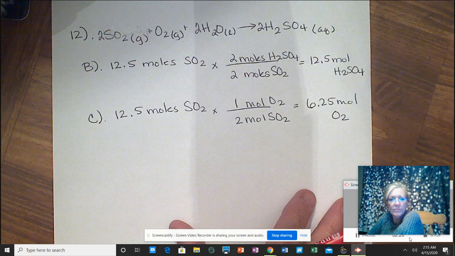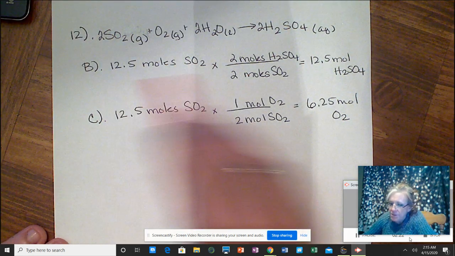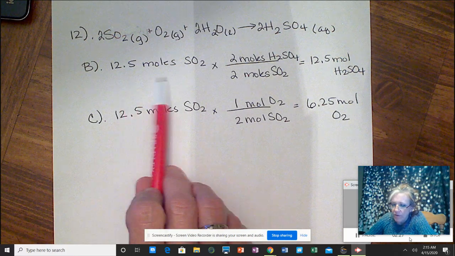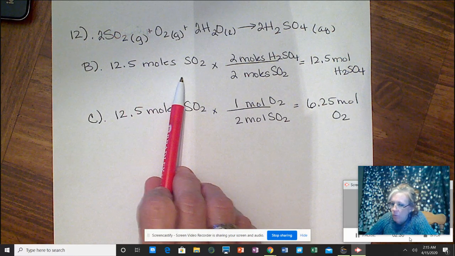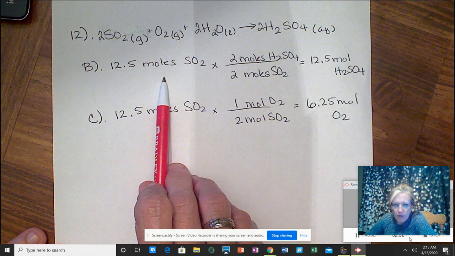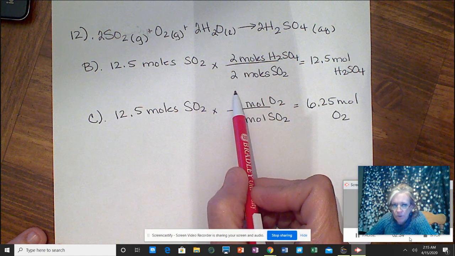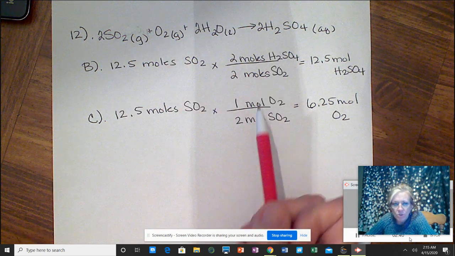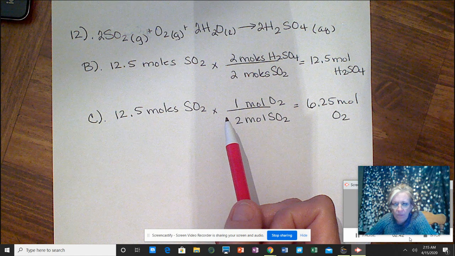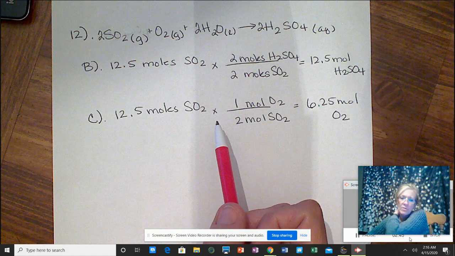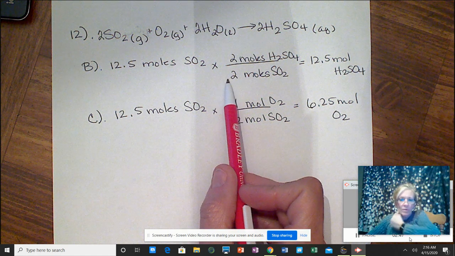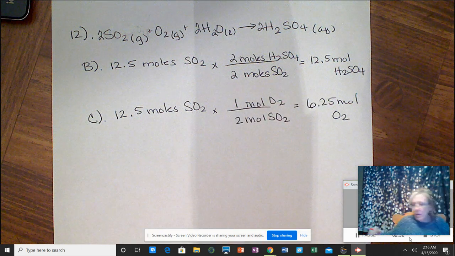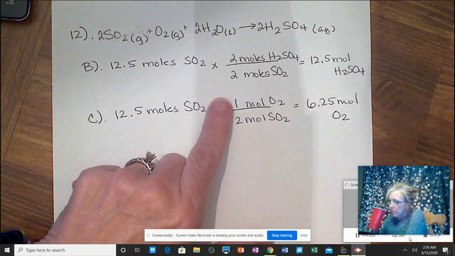Number 12. We write our balanced equation, okay? There's that. Here we're starting off with 12.5 moles of SO2, where we don't have to change that to moles because it's already in moles. We write our mole to mole ratio. Again, these numbers come from the coefficients in our balanced equation, which is why it is so super critical that you have to balance the equation first. Otherwise, these numbers of your mole to mole ratio are going to be incorrect. Okay? So we write our mole to mole ratio.